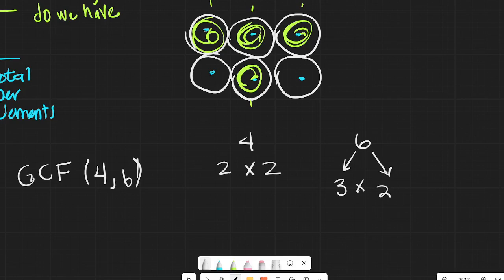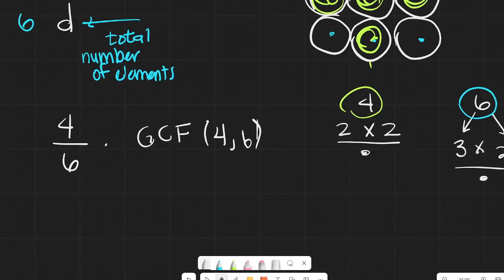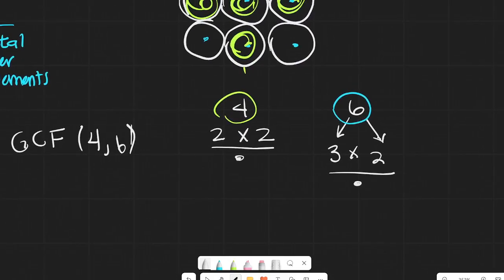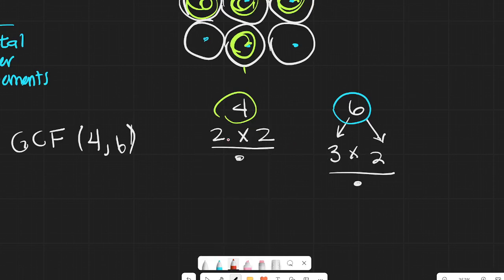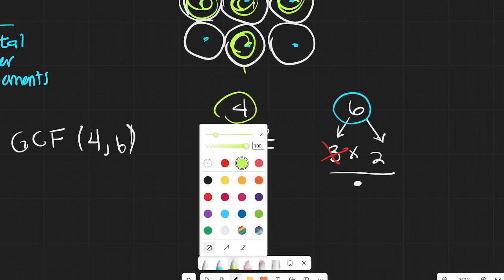And basically what we're doing is we're breaking down the initial numbers 4 and 6 into their prime factors. 2 and 2, and 3 and 2. The greatest common factor that they have between them, well, let's check. It looks like we have a 3 over here. Do we have a 3 over here? No. So 3 is not the greatest common factor. The only other viable option is going to be 2.